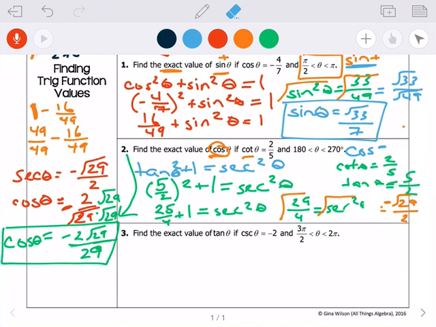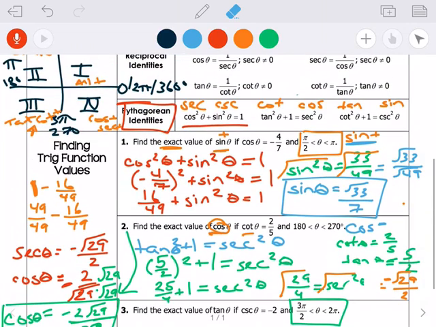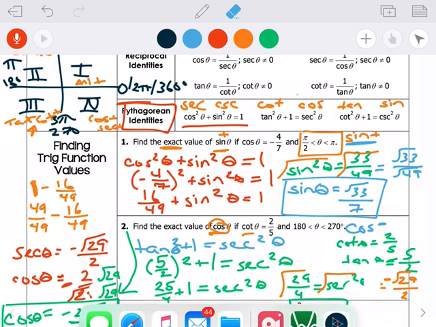So in quadrant 4, thinking back to what we drew up above, let's go back to the chart. In quadrant 4, cosine and secant are positive, everything else is negative. So that must mean that our answer for tangent is going to be negative. So that's what we need to keep in mind when referencing that.